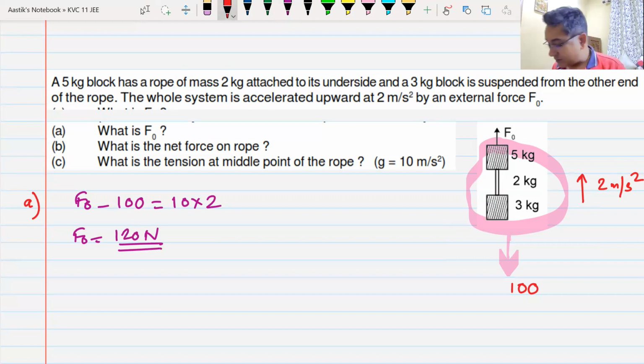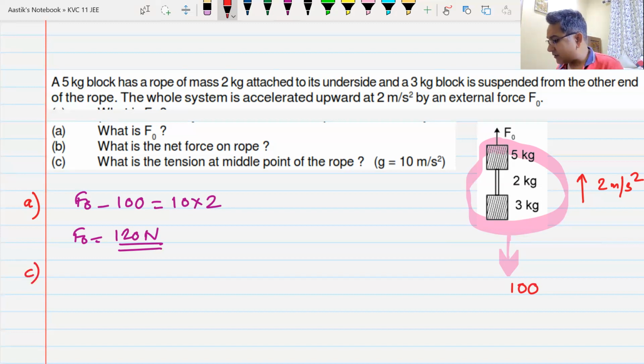No one tried question number B, so I'll do B later on. Anyone tried to do B? No one? Okay, let me first do C, because this is what we have done.